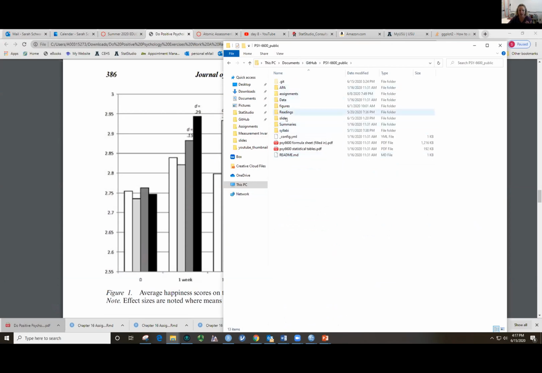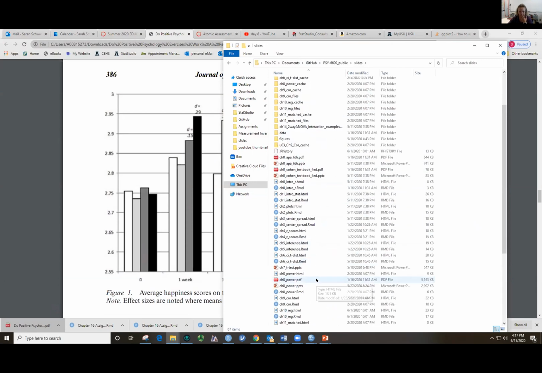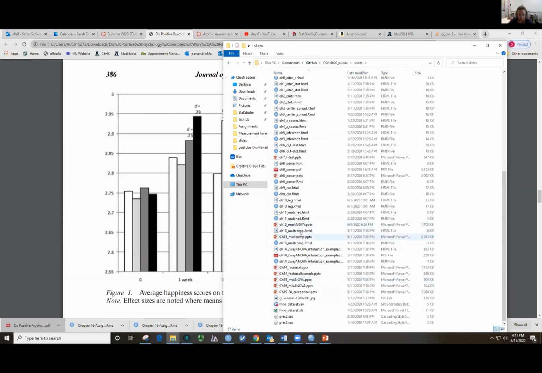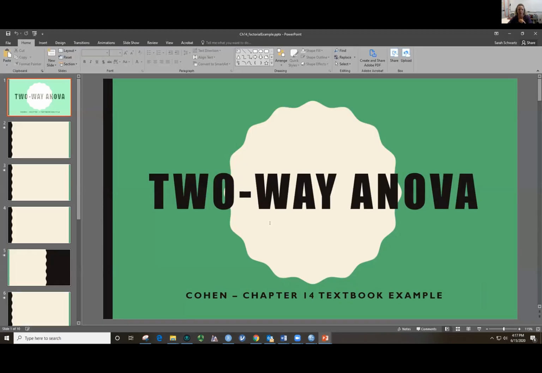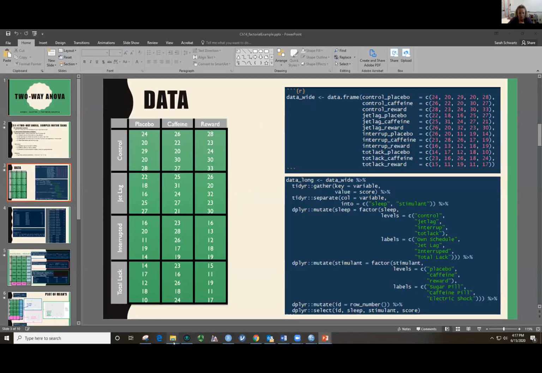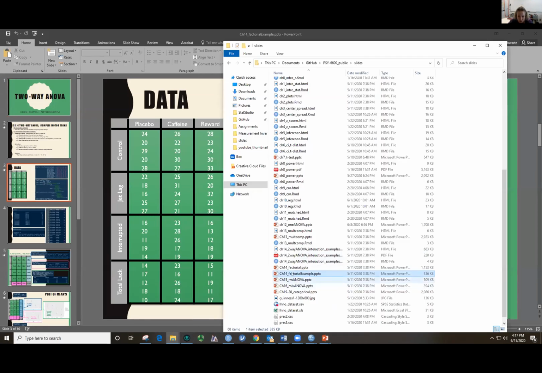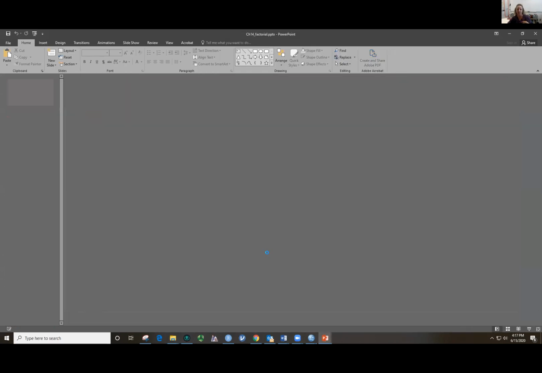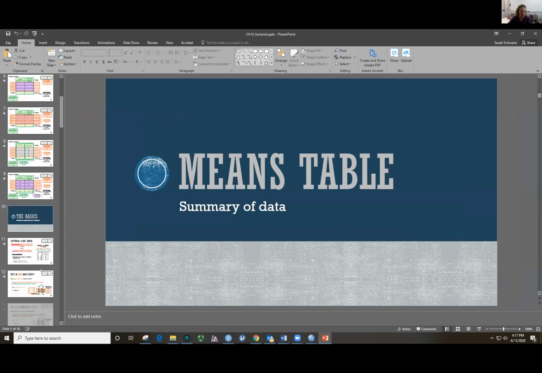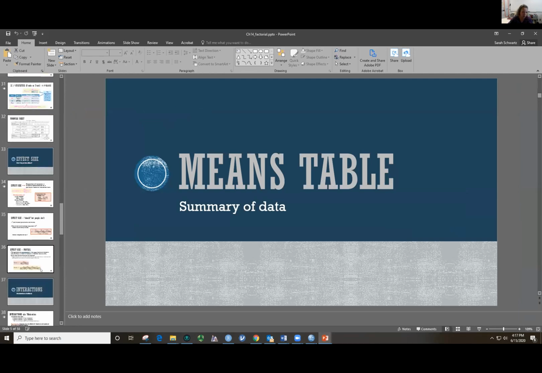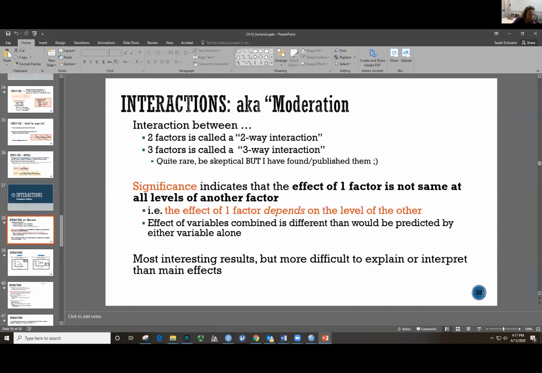I'm trying to pull up the slides really quick. This is two-way ANOVA. Chapter 14. These are slides, right? Here it is. Pull it up. Oh, no, that's the 14 example. Not the 14 chapter. There it is. There was a slide. The same thing, because the same thing applies.